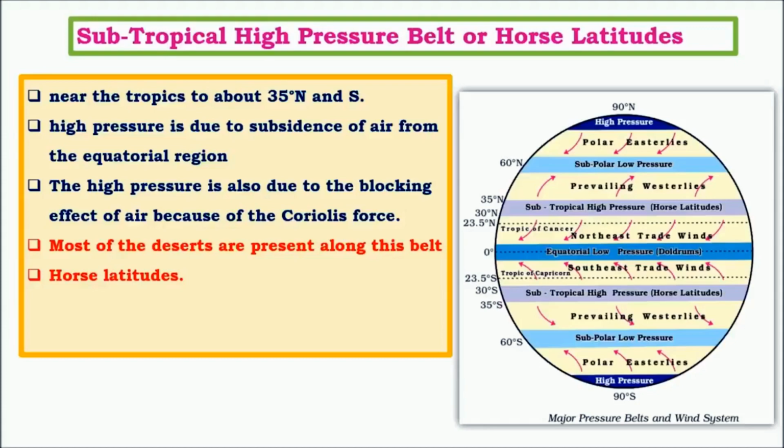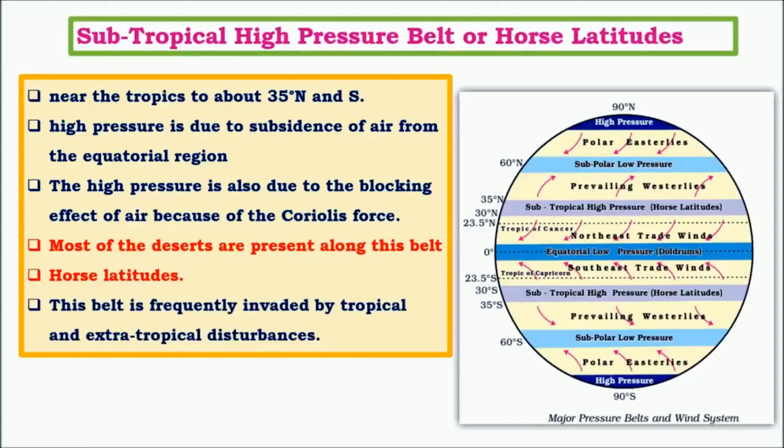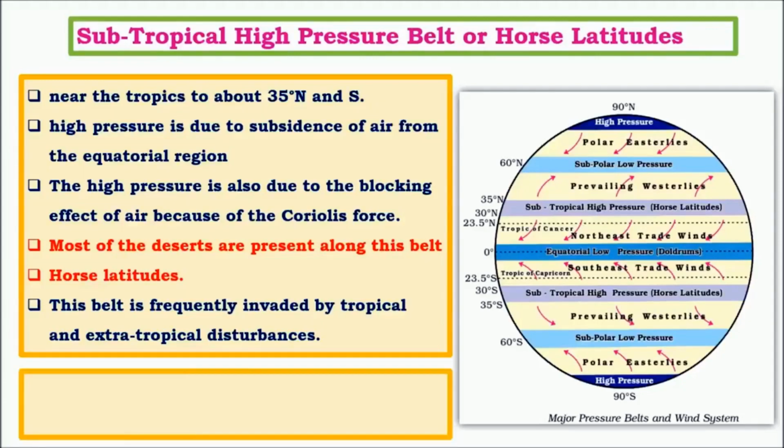But at a stage, they lost all their resources and they didn't have fodder to feed the horses which they were taking to trade or certain other purposes. In such a case, they had no choice but to throw these horses into the sea, and hence these latitudes are called horse latitudes. This belt is frequently invaded by tropical and extratropical cyclones. This is a very important point, but we'll study it in detail when studying tropical and subtropical cyclones.